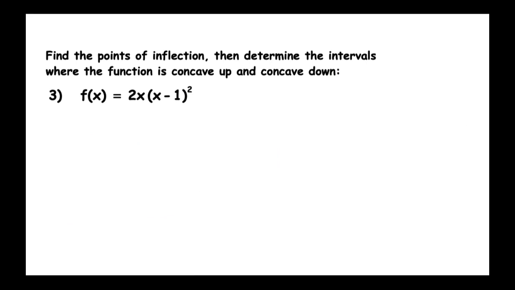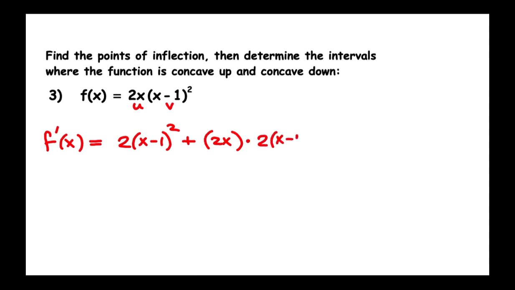Hey, look at this. We've got ourselves a product rule. How about that? Okay, so this 2x is going to be the u. The x minus 1 squared will be the v. U prime v plus u v prime. U, and then v prime is going to be 2 times x minus 1, of the first, no additional chain rule. Okay, so that's the first derivative.